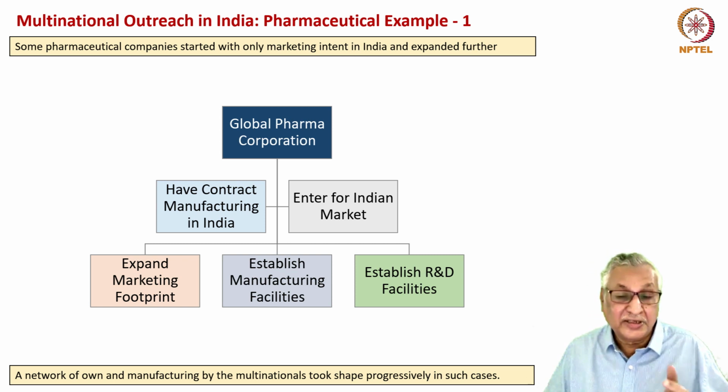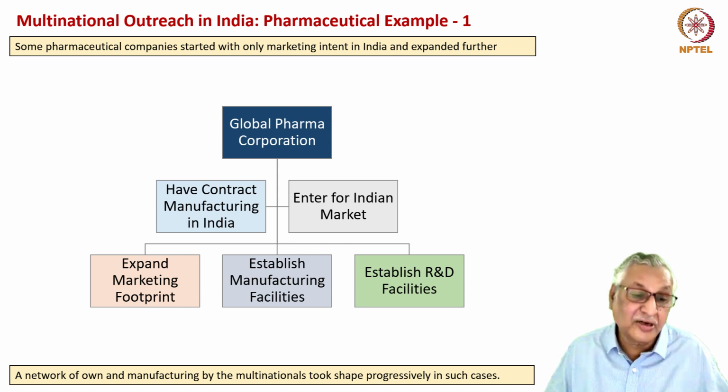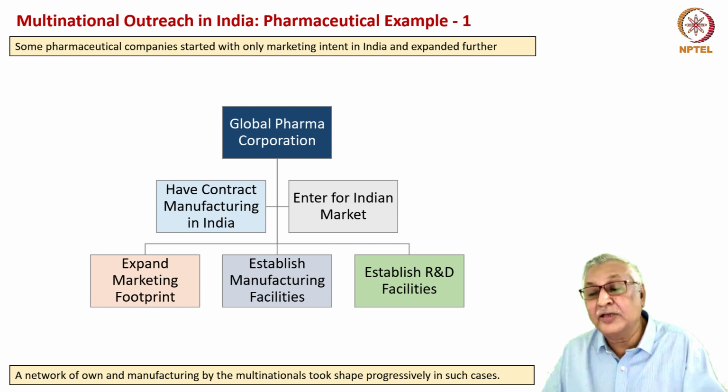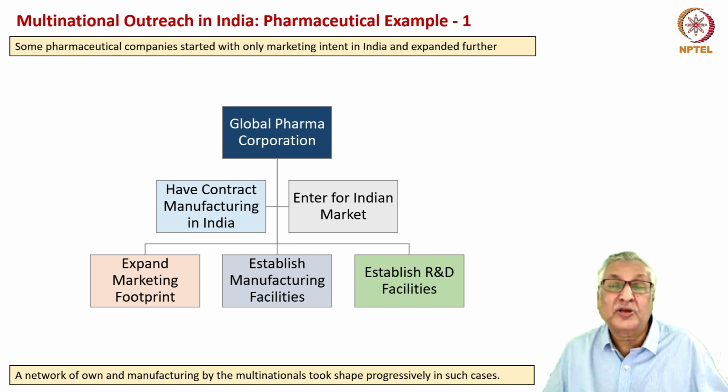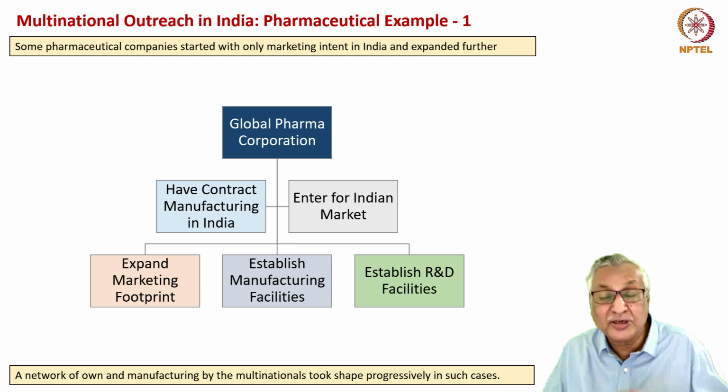Then establish manufacturing facilities only after the expansion of the marketing footprint takes place, and then establish R&D facilities as the third phase. This way, the company is able to manage its risk and its cautionary approach towards an emerging market. So, start with marketing as an intent, have contract manufacturing to support and expand your marketing capability, establish manufacturing facilities so that you can have better control of more important products, and finally establish an R&D facility.